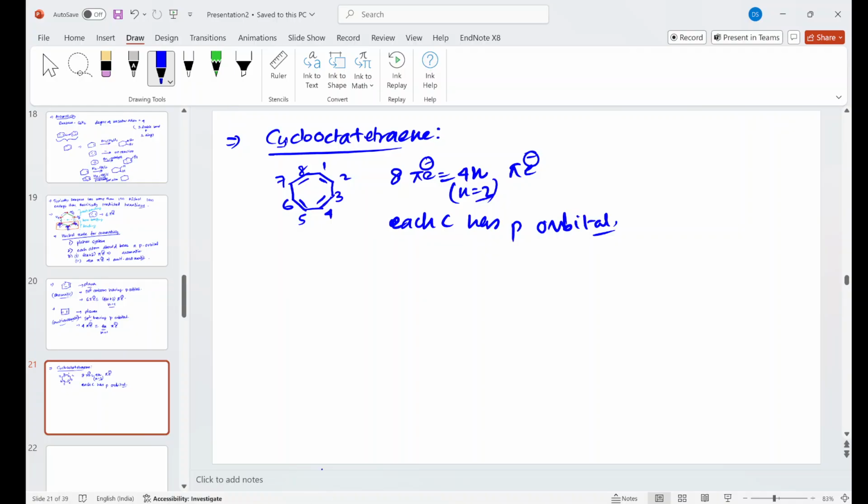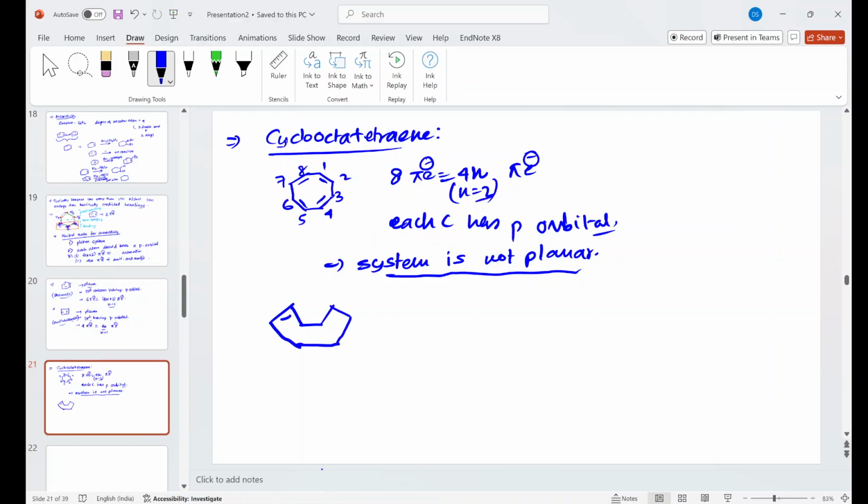But actually, it's not, because the primary thing is the system is not a planar system. So this ring is not planar. Due to the large number of carbon atoms, it stays in a puckered shape. This is generally like this. So this is not a planar system. That is why it is non-aromatic.